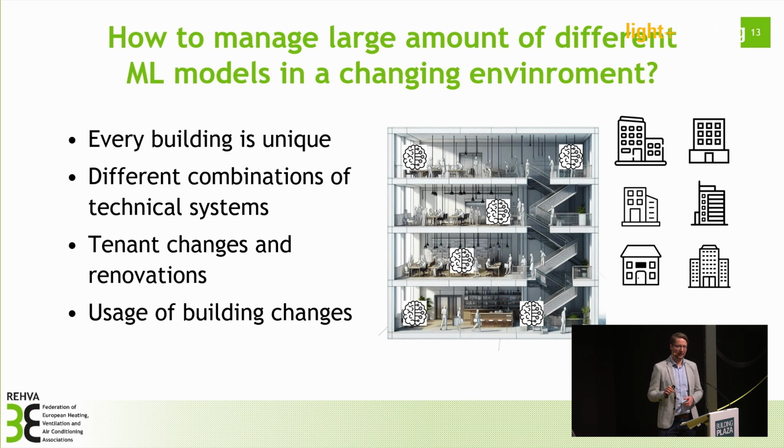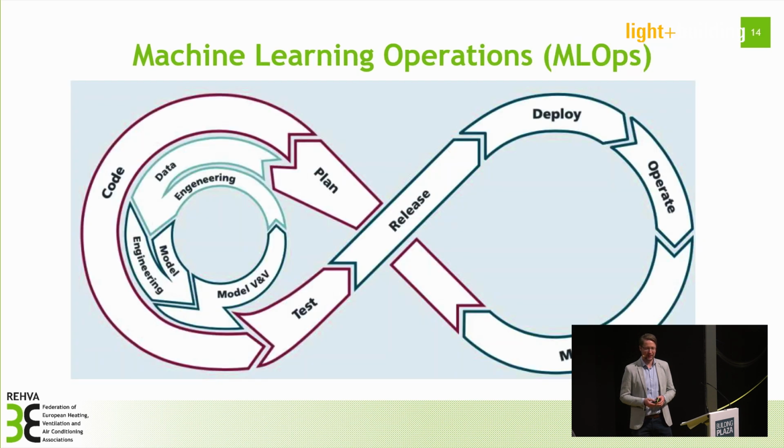And if this is the case for just one building, how about if we have a building owner that has hundreds of buildings? How do we manage this? I would say that we need machine learning operation in a similar way that we have building operation. We need the tools and processes to operate the machine learning methods.